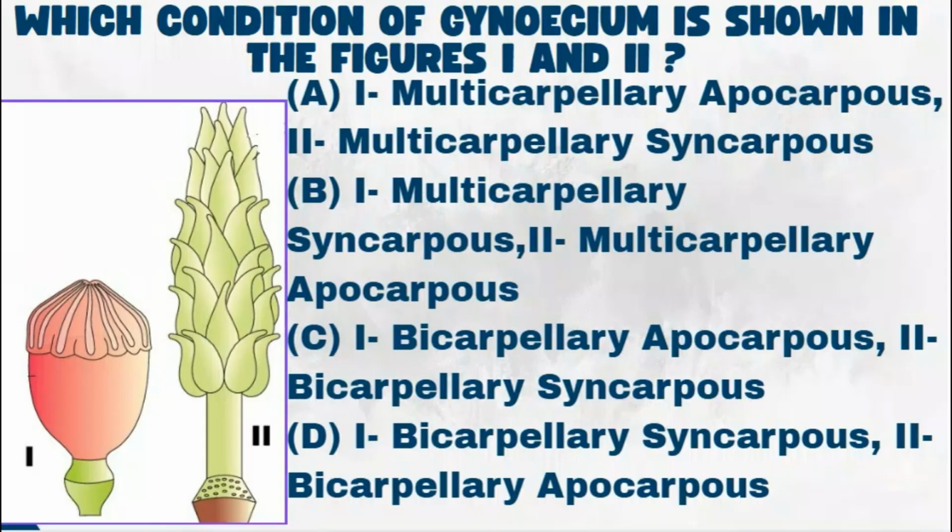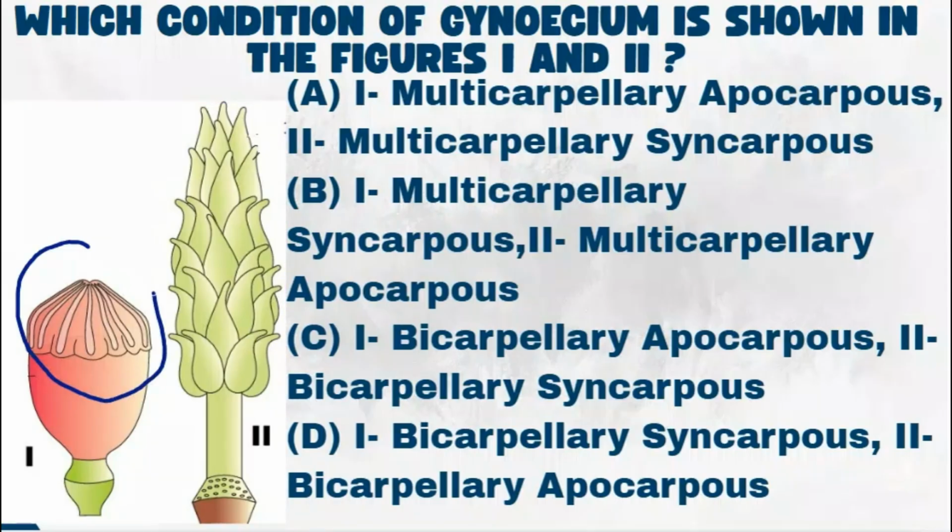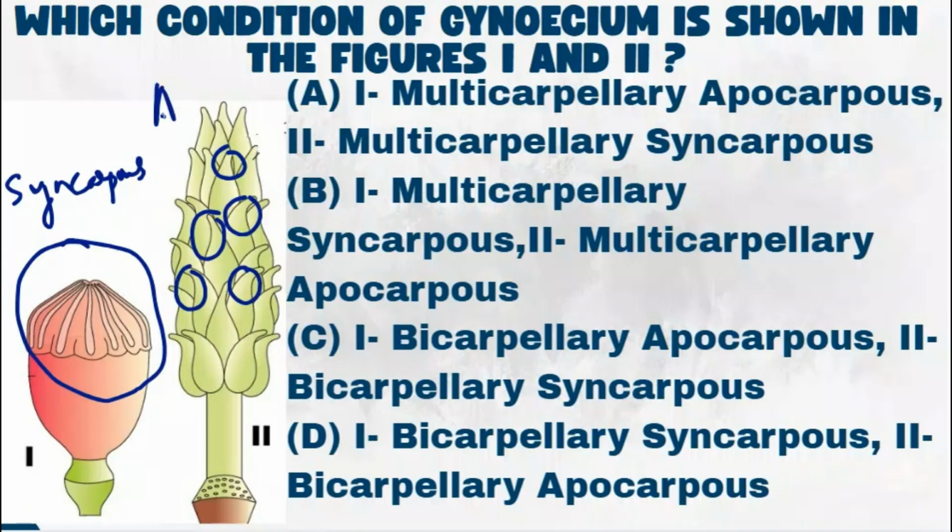You can see here these are many carpels, and they are fused. So they are multicarpellary, and since they are fused, they are called syncarpous. Here there are many carpels but they are free, which means they are apocarpous.